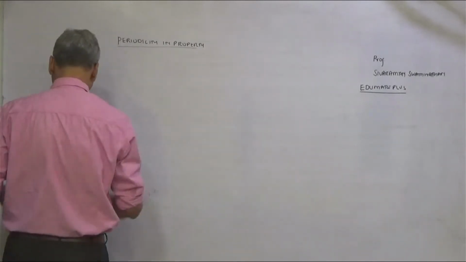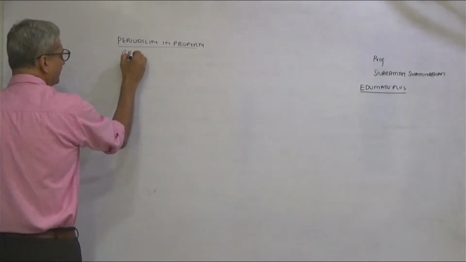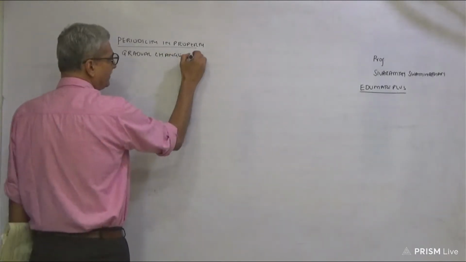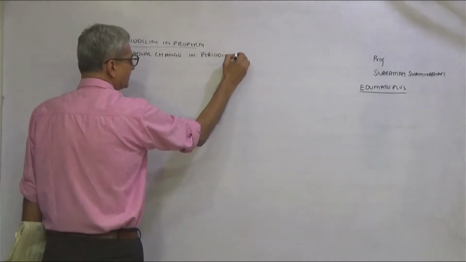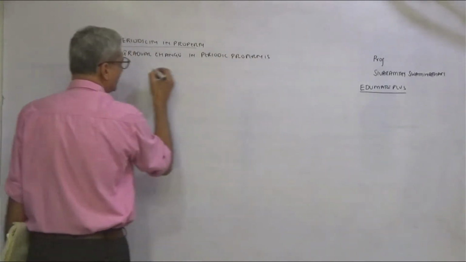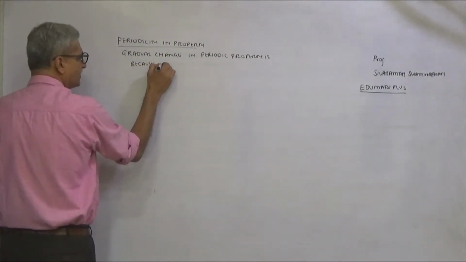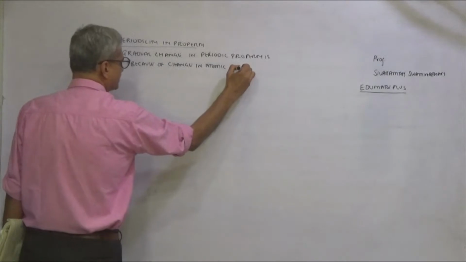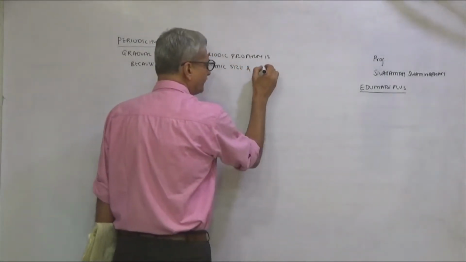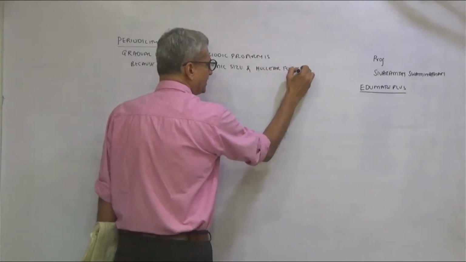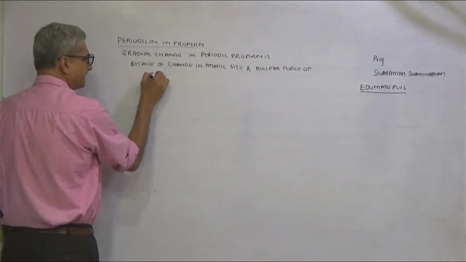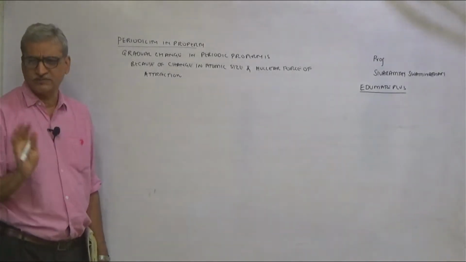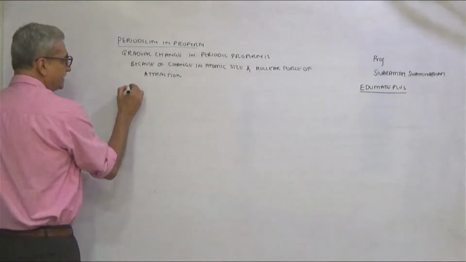When you talk about periodicity in property, the gradual change in periodic property is because of change in atomic size and, of course, change in the nuclear force of attraction. I'm not looking at atomic size because there's only one sentence to say: atomic size increases as we go down. We come to the more important part, that is ionization.